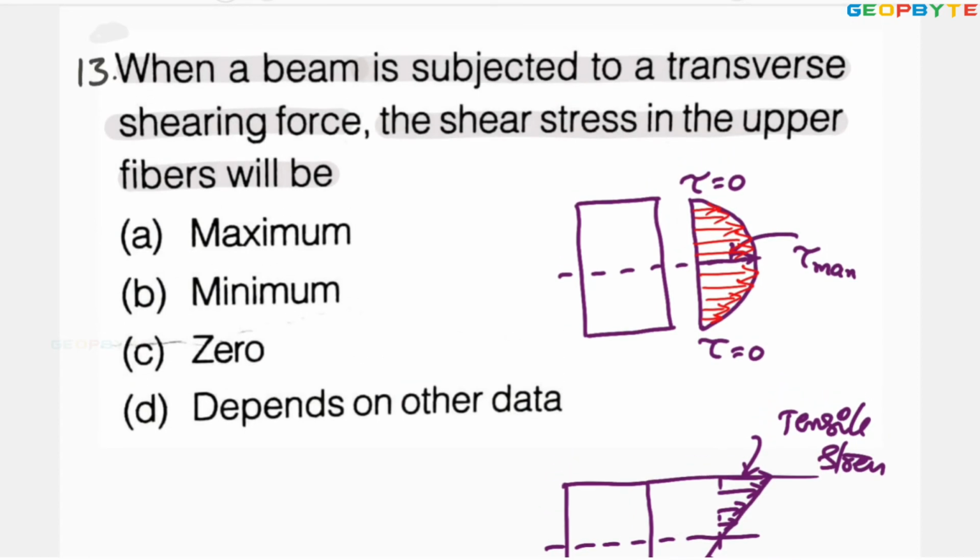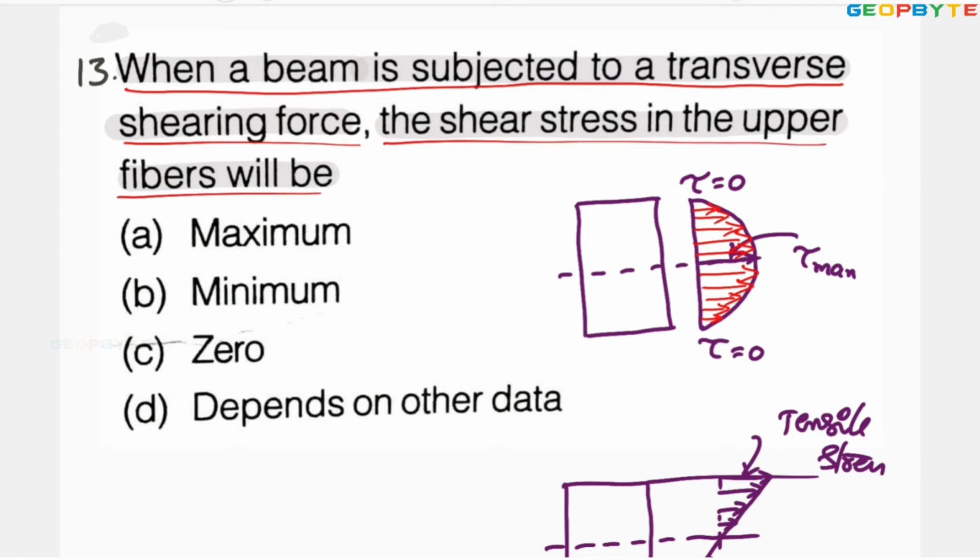Look at the problem. When a beam is subjected to a transverse shearing force, the shear stress in the upper fiber equals 0. Of course, the lower fiber also equals 0. Look at option C, 0. Therefore, option C is absolutely correct. I hope you got my point. Let us take one more problem.